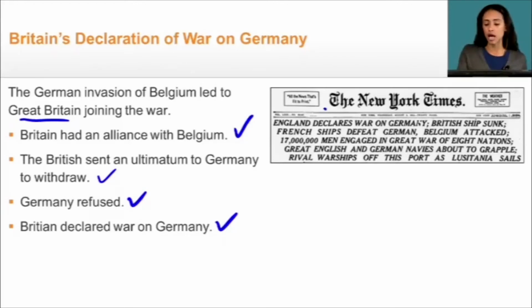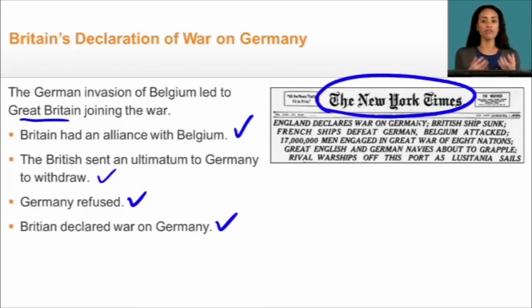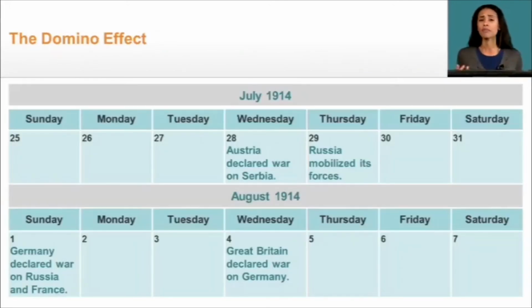And you can see the New York Times headline following all of this activity happening. It goes on and on about how all of these countries have fallen into the fold. England declares war on Germany. French ships are involved. Belgium's attacked. 17 million soldiers engaged in this great war of 8 nations. So it really gives us an idea of just how intense this conflict got, and it happened very quickly. As we can see, this domino effect is basically going to lead to all of these nations getting involved in the conflict in a really short period of time.